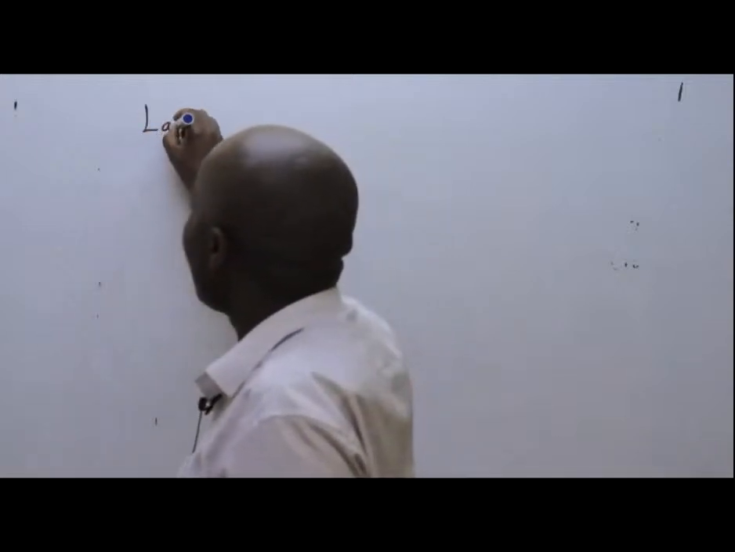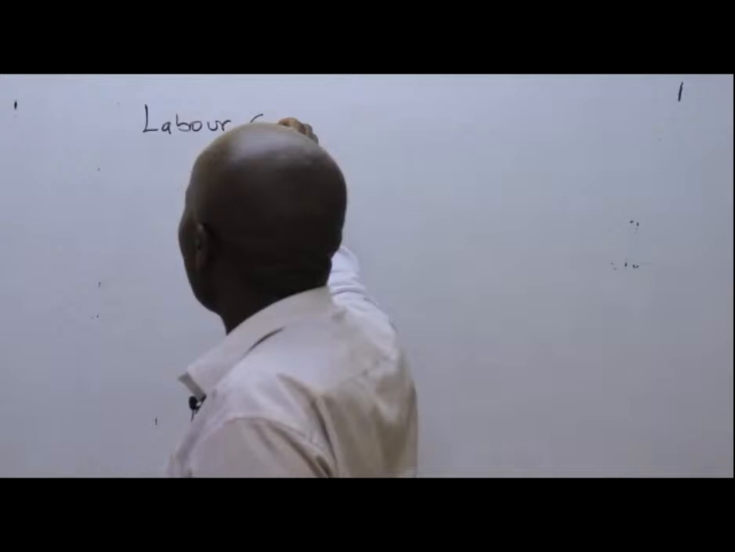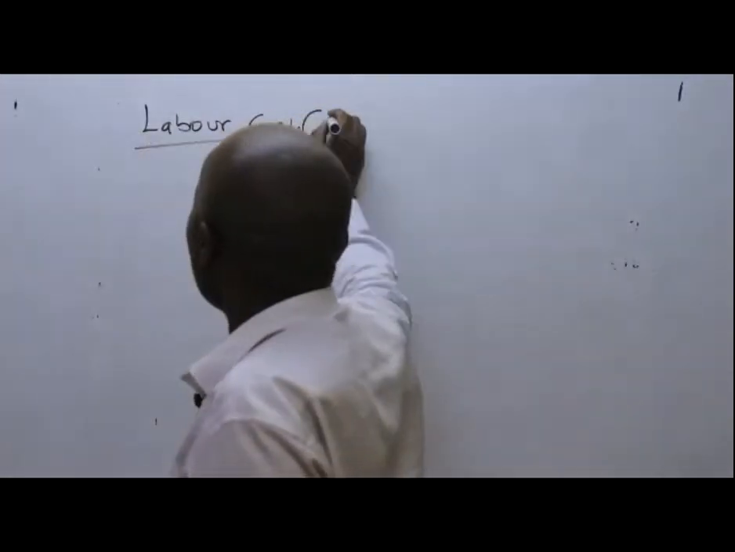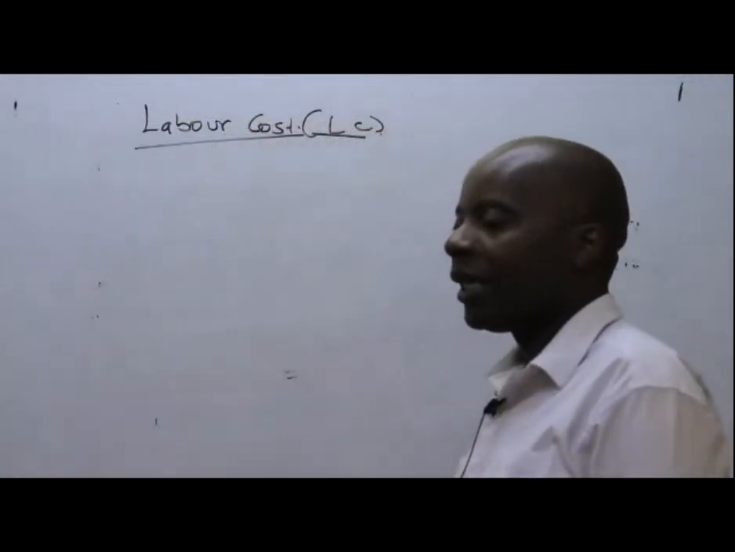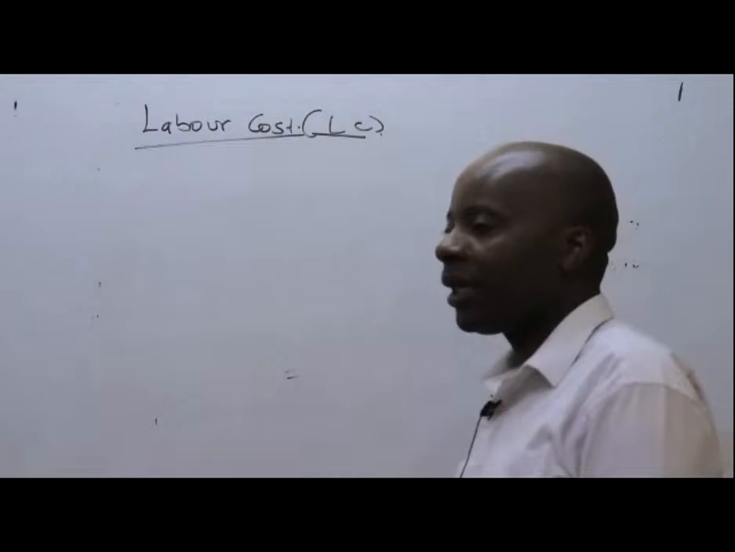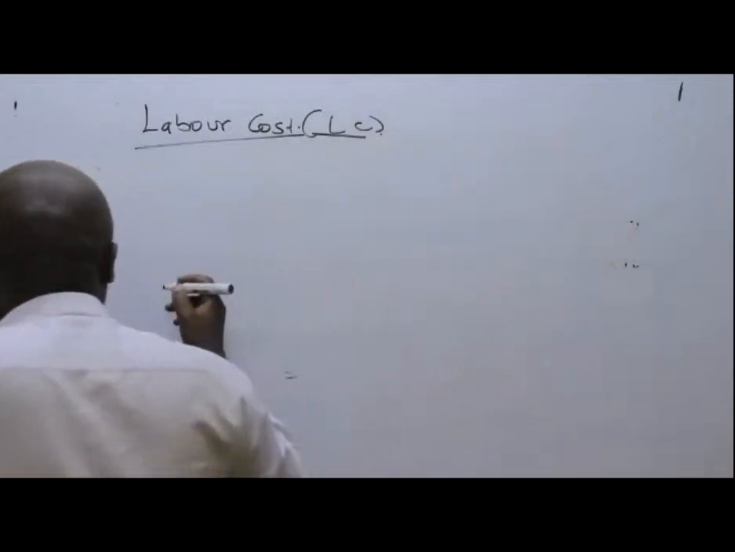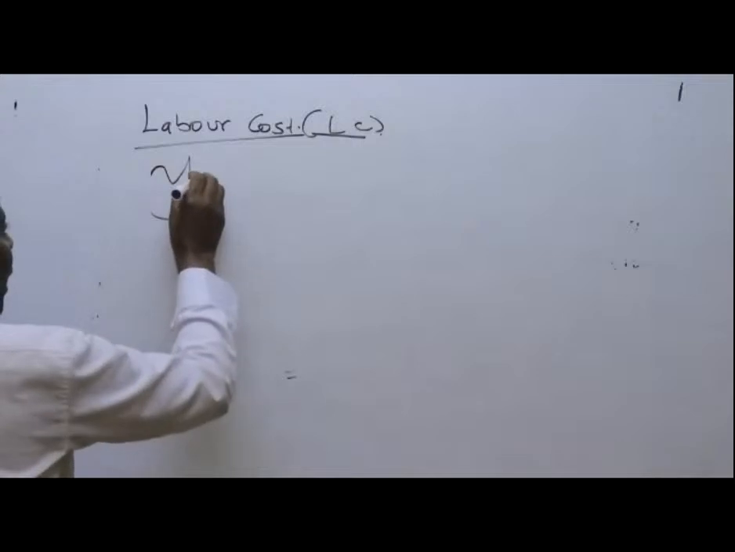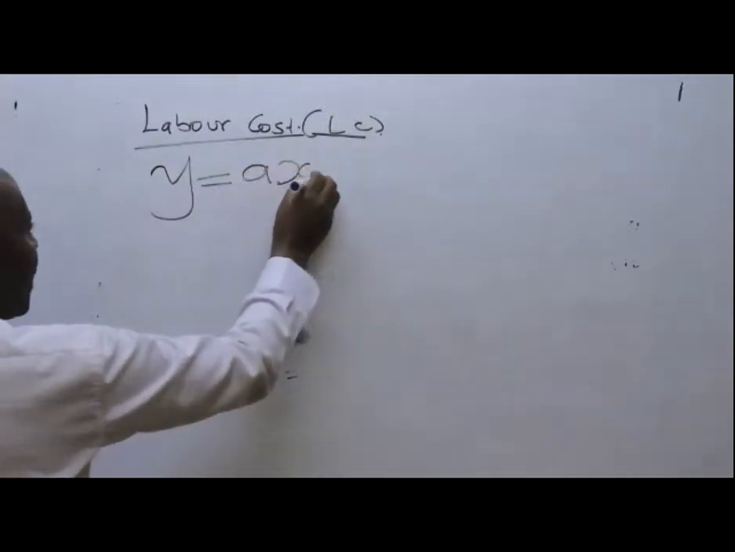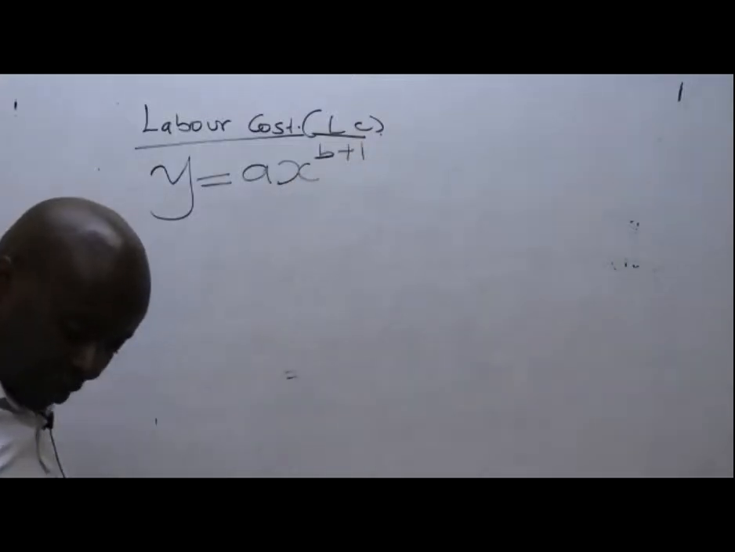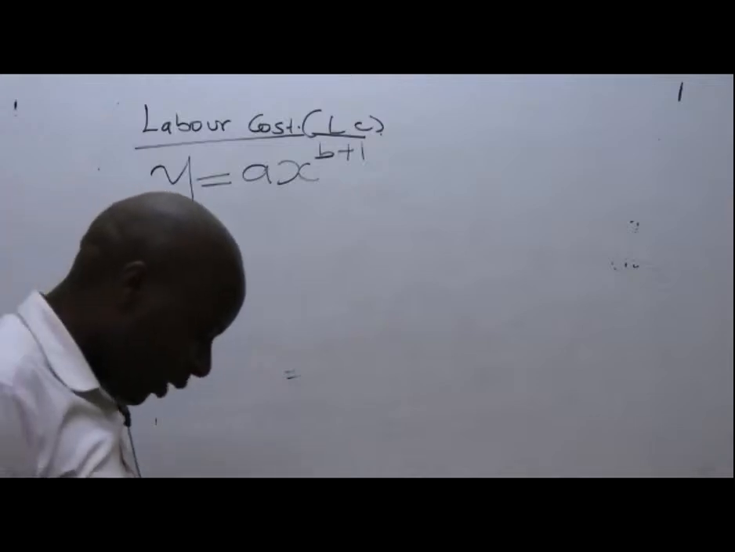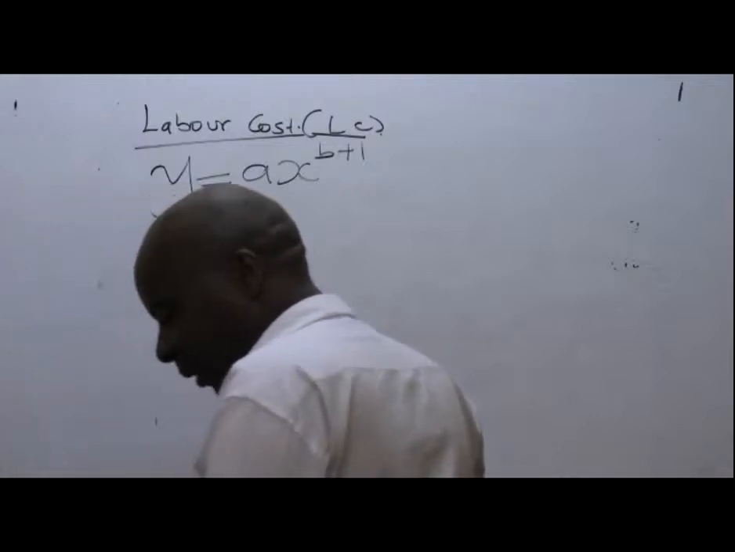So we start with the first working, which is labor cost using learning curves. LC in this case is not life cycle, but learning curves. So ladies and gentlemen, I know how the learning curve looks like. We know in learning curves, y should be equal to ax raised to power b plus 1, remember. Y equals ax to the power b plus 1.